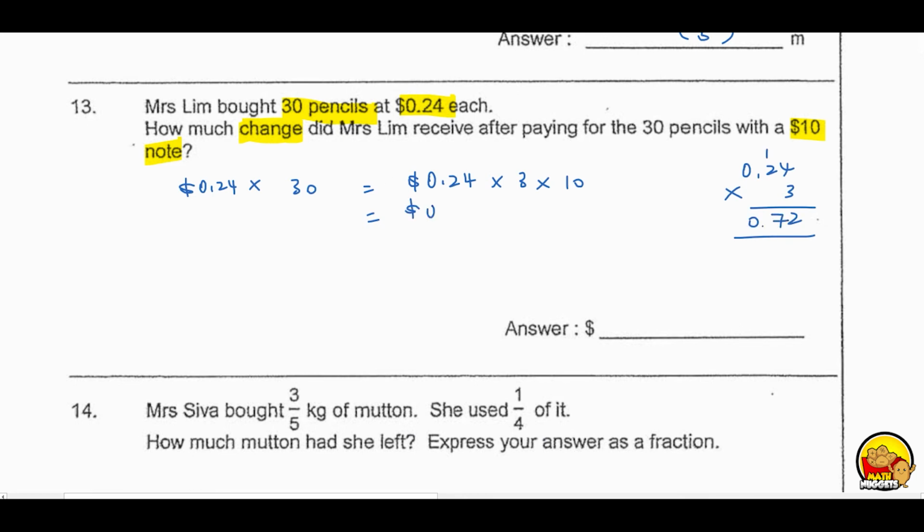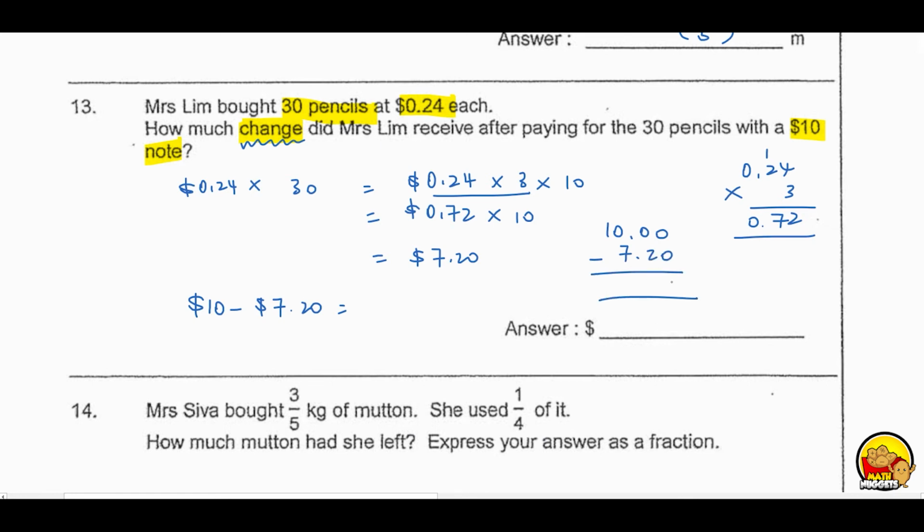It's 72 cents. Then times 10, which gives me $7.20. Now don't forget they're asking for the change. How much change did she receive after paying using $10? So you take $10 minus $7.20. So $10.00 minus 7.20. She'll receive $2.80 as change.